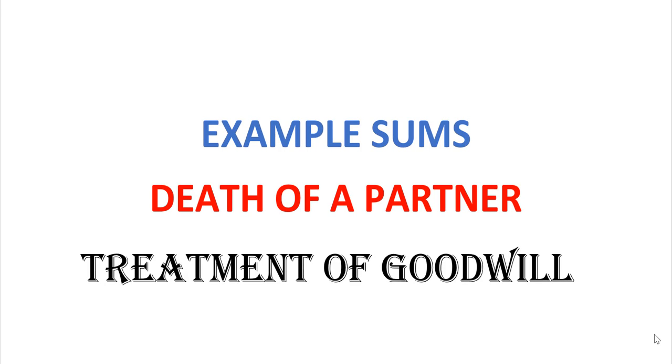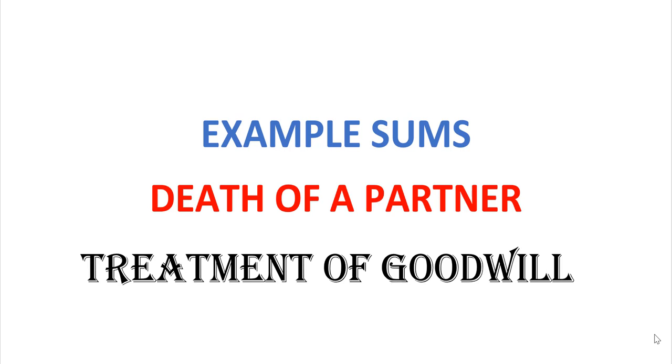Hi, in this video, we will solve example sums for treatment of goodwill on death of a partner. The theory part behind treatment of goodwill has not been discussed as part of this course, death of partner, because the entries are the same as in the case of retirement. We need to debit the gaining partner's capital or current accounts, and instead of the retiring partner's capital or current account being credited, we will credit the deceased partner's capital or current account.